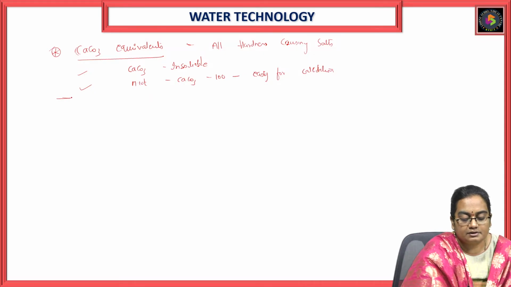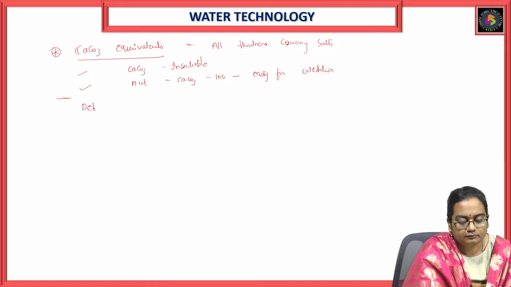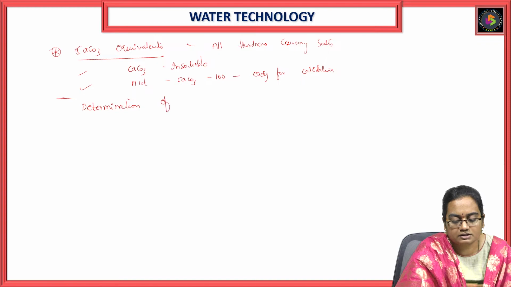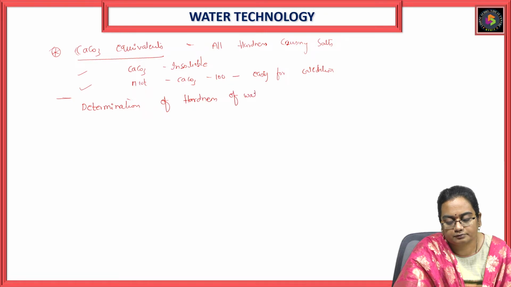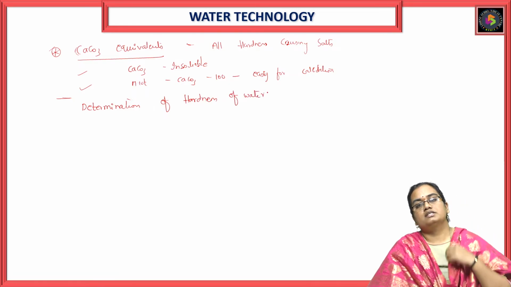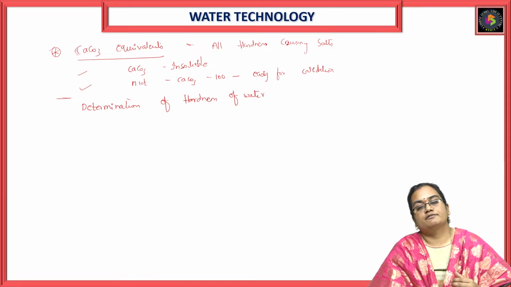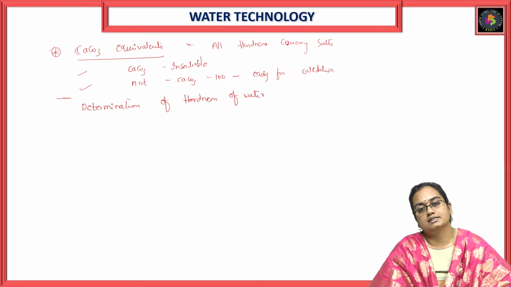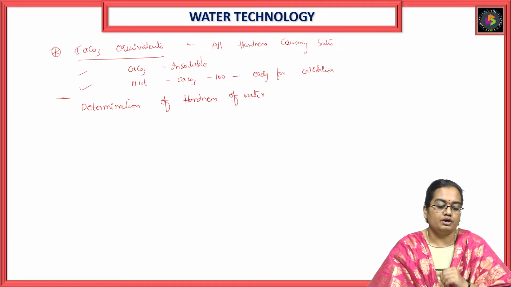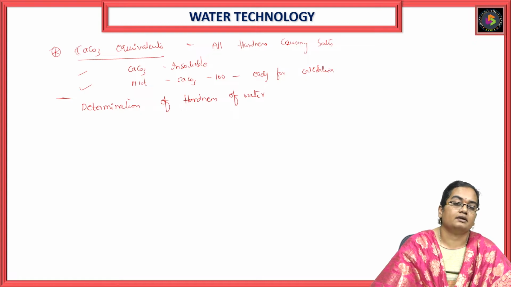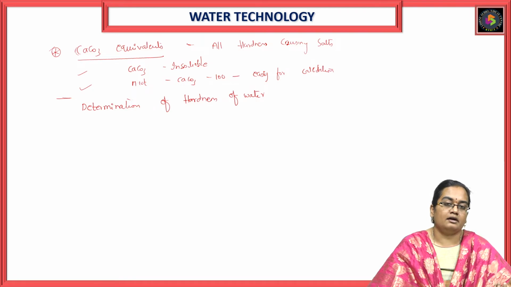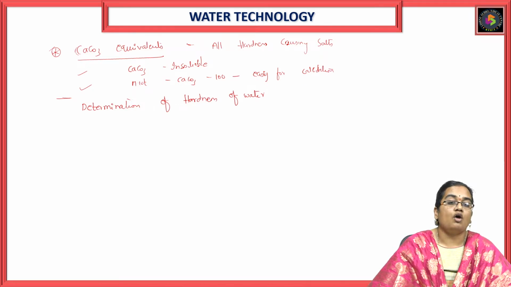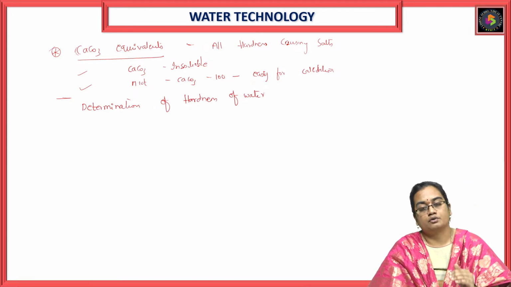Now the next one, determination of hardness of water. So till now we discussed what hardness is, what the reasons for hardness are, how many types of hardness there are, and how to measure hardness. Now we are going to discuss how to determine it. If a sample of water is given to you and we need to calculate what hardness is present in the water, how do we determine this hardness of water? That is what we are going to discuss now.